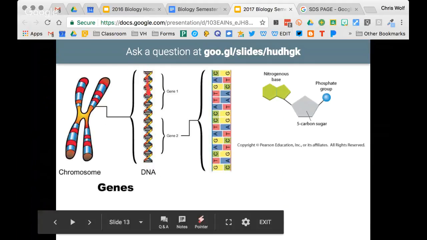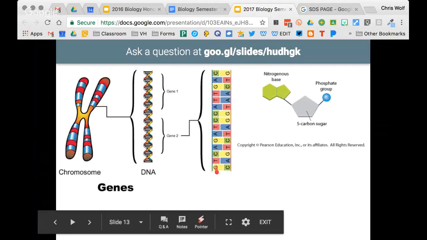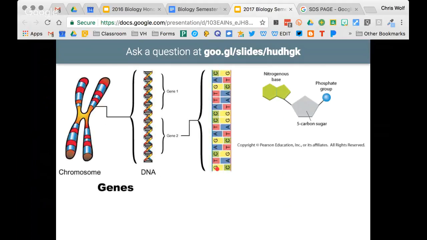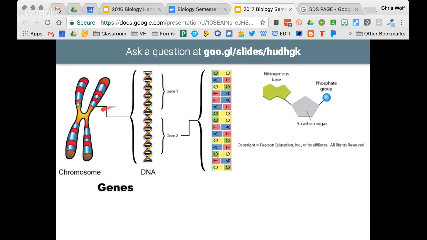But not all the DNA is used all the time. DNA is used in sections called genes. And genes are made up of a certain number of these nucleotide bases. And this sequence is what codes for a specific protein. And so the gene is found in the molecule of DNA, and our DNA is found in chromosomes. So you can kind of see the hierarchy of these structures.